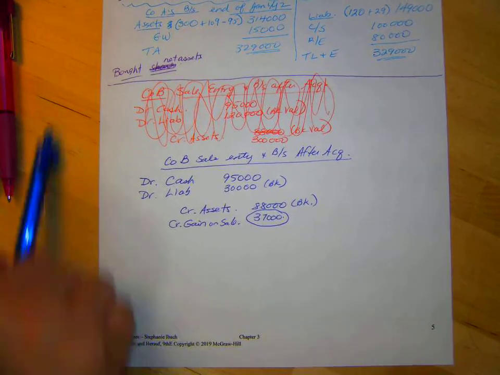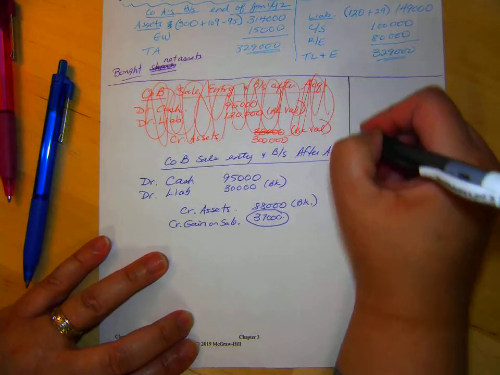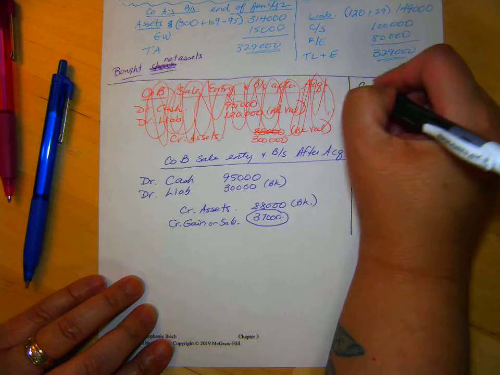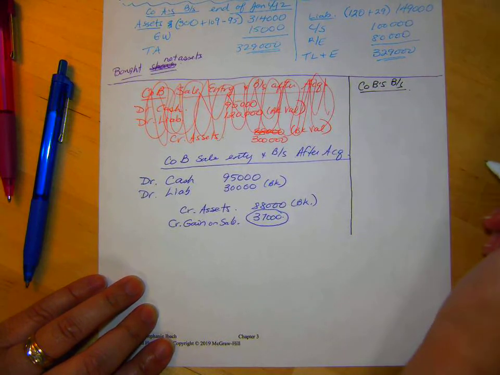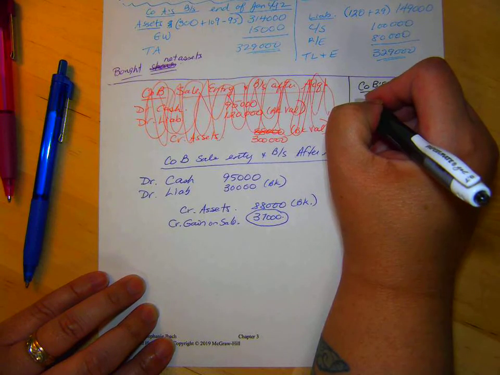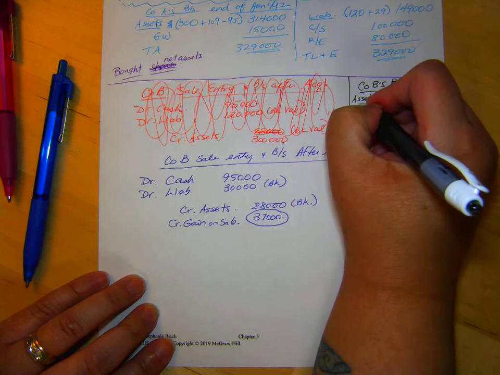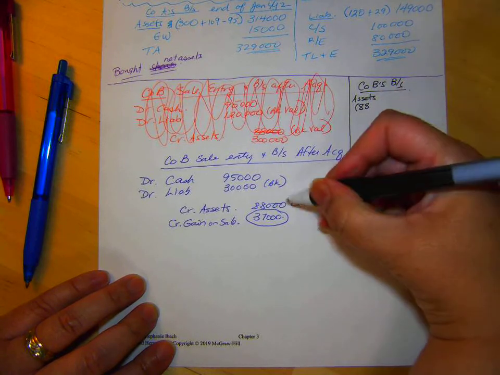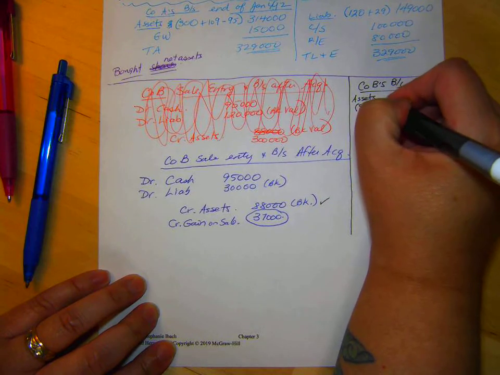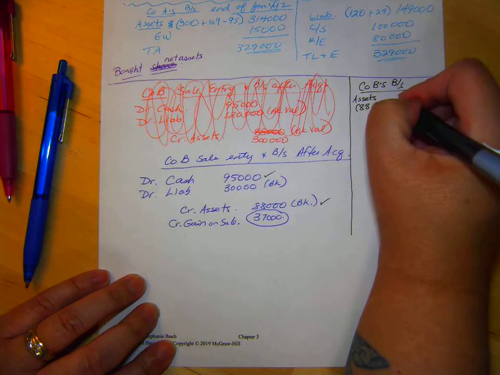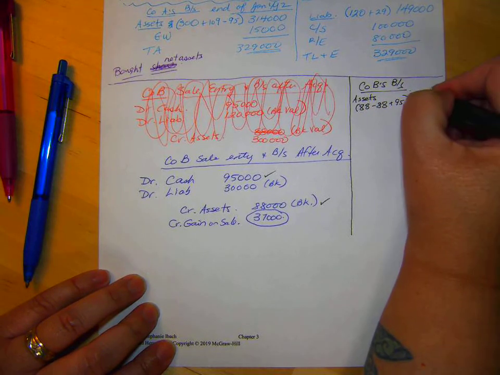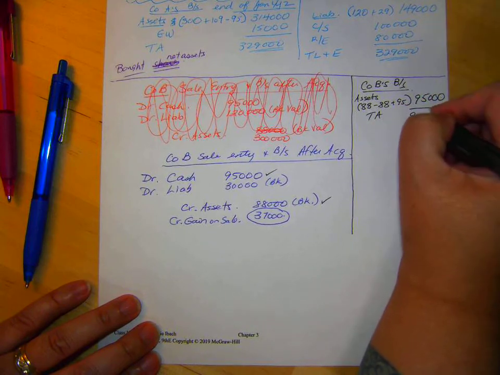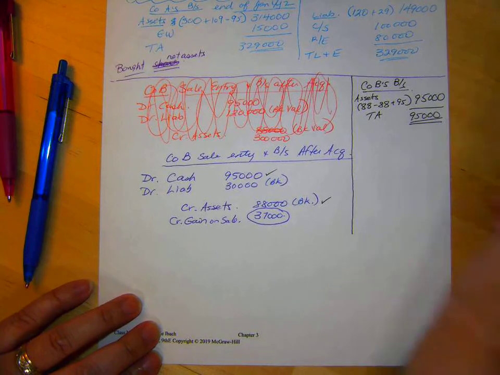Okay, now I'm going to do the balance sheet horizontally there because I want to leave a little space down here. So let's do Company B's balance sheet. Start with the assets. What did they start with? Well, they started with 88 at book value. We took away this 88. Oh, and that's it then. They have 0. Oh, they got cash, so we're going to add 95, which is 95,000. And that's our total assets. They gave us everything, all they have is some cash.